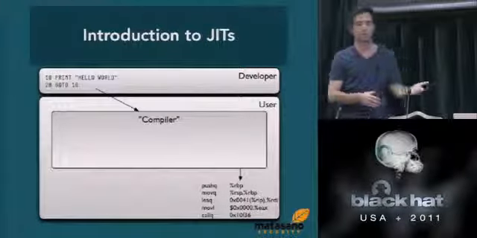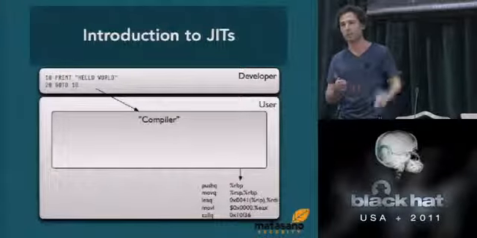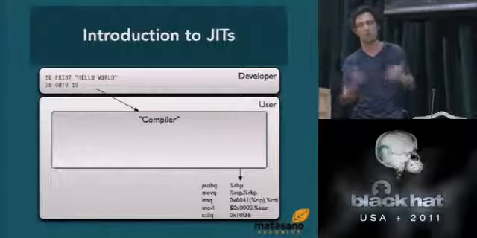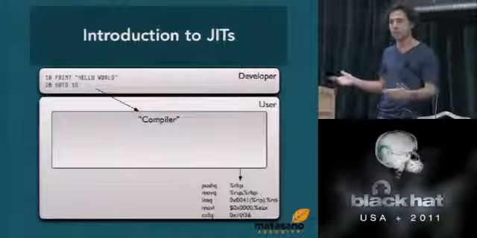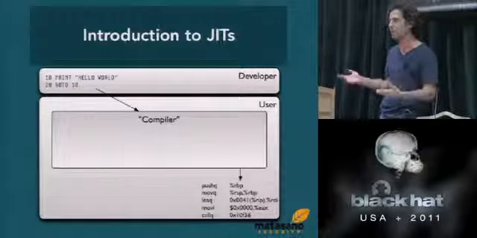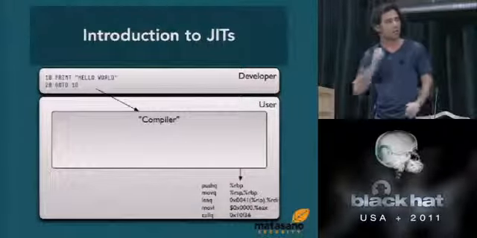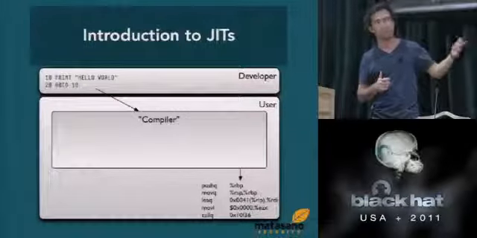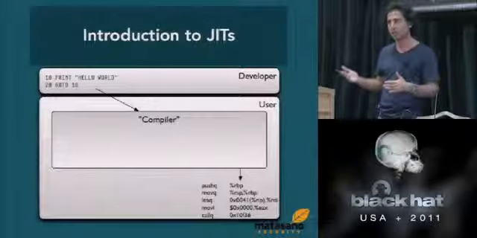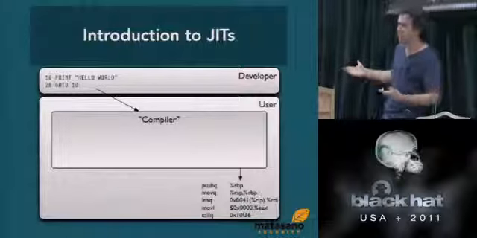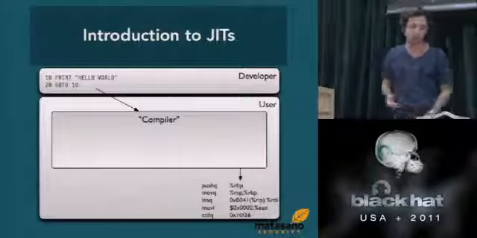JIT engines shift that boundary much farther from the user. So now the entire compiler is running on the end user's machine, and any bug in the compiler itself can lead to exploitation. And a lot of the ways that the compiler works can also influence the process that the user is hosting, and that is also vulnerable to attack.